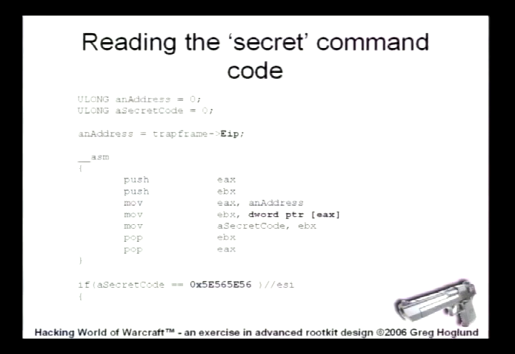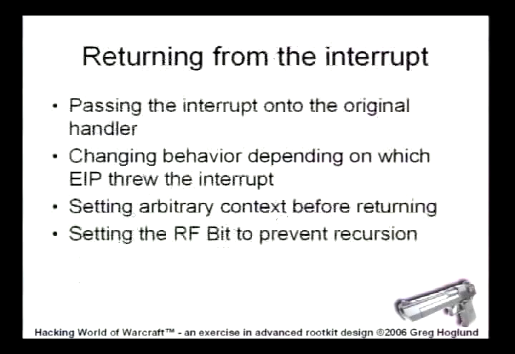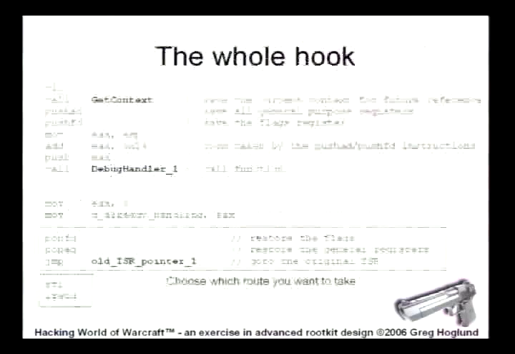And there's the code that does it. You can see I'm switching on it down there: a secret code equals, and then it has this secret code mentioned right there. Okay, so to return from the interrupt, we can tell which EIP throws the interrupt, so we can have behavior based upon that. When we return, we also need to make sure we set the RF bit. That's very important, or otherwise we'll end up in a recursive loop. I don't want that.